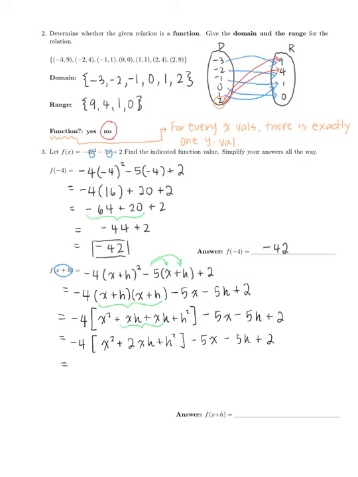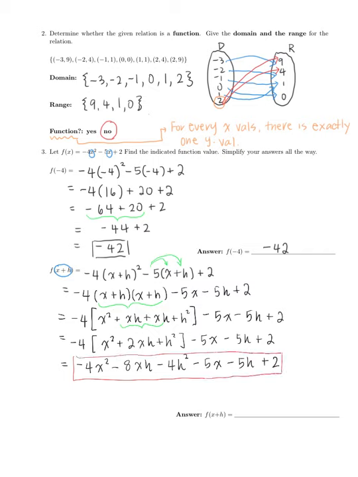So the last step, distribute the negative 4 to each term in the bracket. So then here you're going to have negative 4x squared and then minus 8xh. And then minus 4h squared, and then minus 5x minus 5h, and then plus 2. Now, do we have any like terms here? X squared, xh, h squared, xh? Nope. So guess what? That whole thing is going to be our answer. So therefore, f of x plus h is going to be... I'm not going to be able to write the whole thing in that one line, so I'm just going to go like this. Answer goes here.